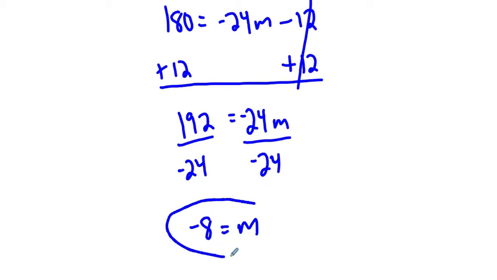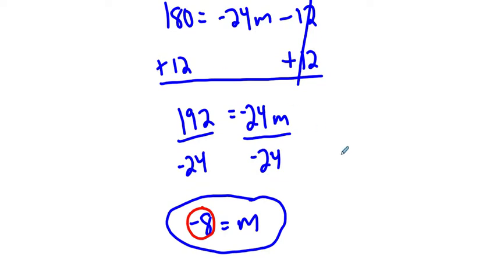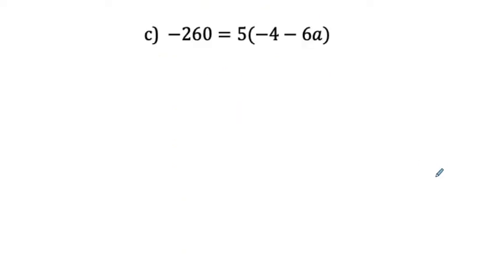Final answer for this problem. And again, I'm going to stress this one more time here and just repeat myself. We can take this negative 8, come all the way back up here to the beginning, plug that in here for m, and we should get that this right-hand side is equal to 180, because that's what the left-hand side is equal to. So you can always check your answers on these and know that you are correct. All right, let's keep going here.